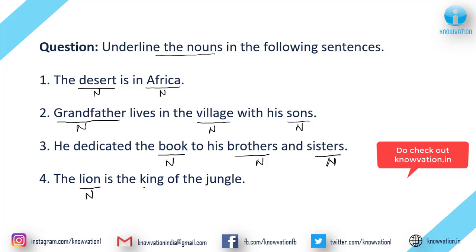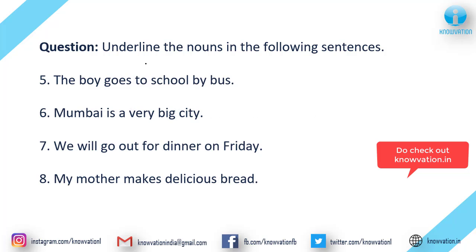Then king, it is also a noun. हम एक पदवी दे रहे हैं किसी चीज को, लायन को एक पद दे रहे हैं, that is, it is given the position of a king. So this is the name of the position or the authority, so it is also a noun. Then jungle, it's again a name of the place, so again I'll put it as a noun here. Coming to the next question, so here again we have to underline the nouns.